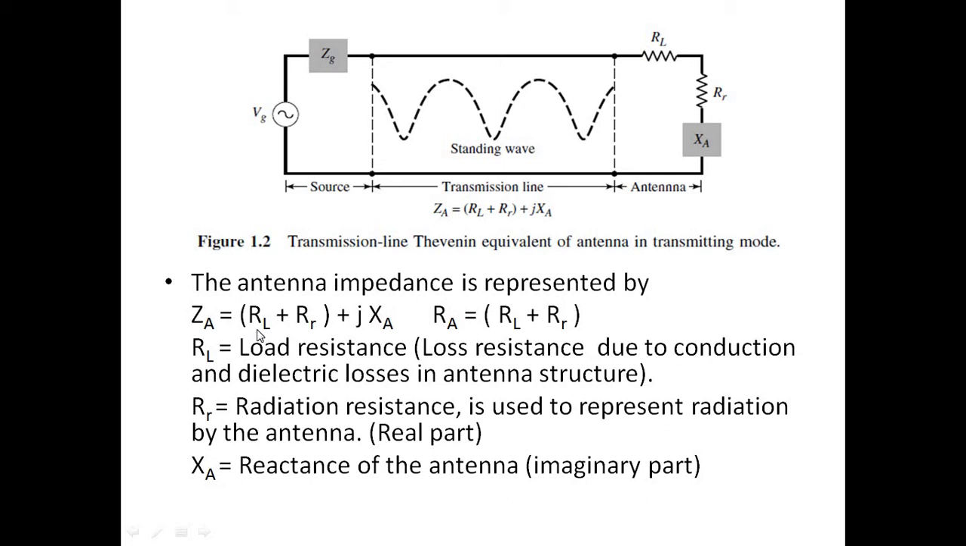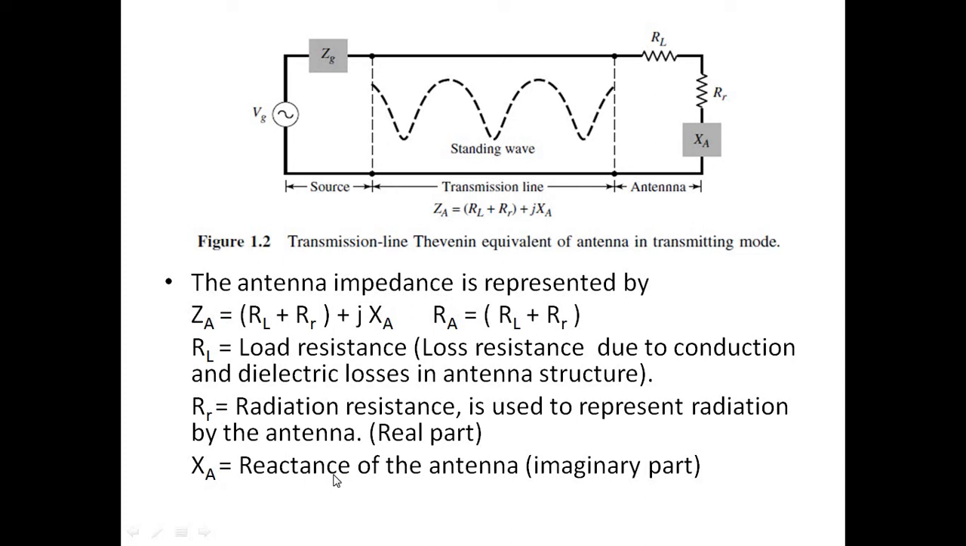RL is a load resistance, also called a loss resistance, which is due to the conduction and dielectric losses in the antenna structure, while RR represents the radiation resistance, used to represent the radiation by an antenna, which is the real part of an impedance. jXA, that is XA, is the reactance of the antenna, the imaginary part of the antenna impedance.